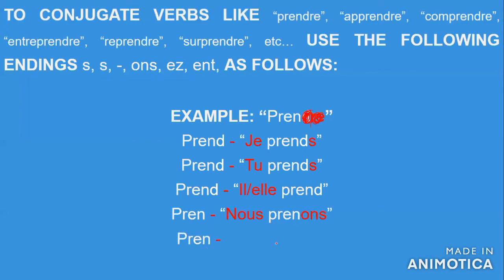Vous prenez, and I'm still using my terminations, right? And for that one, you have to double your N. Instead of having one N, you will have two N. Okay, for the last one, and that's what you say, ils prennent, elles prennent. So now, how can I identify this verb?